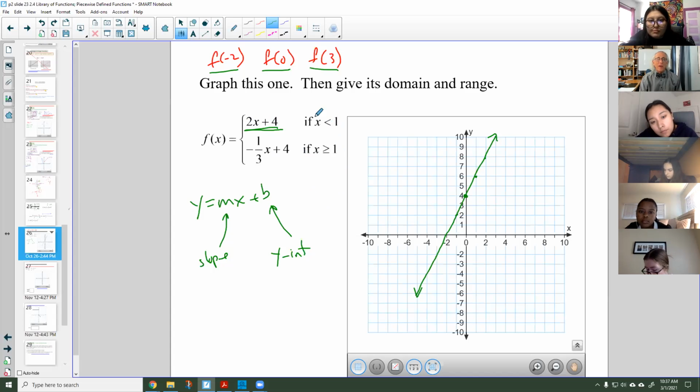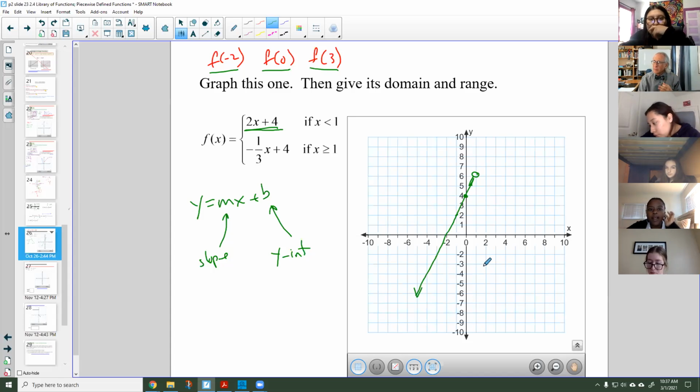But it says if x is less than 1. So all these x's that are greater than 1, I can't use. Really, I have here an open circle because it's less than 1. And so this is the graph of my first piece. Is everybody clear on that? Is there a question? Come on, speak up. Thumbs up, thumbs down.